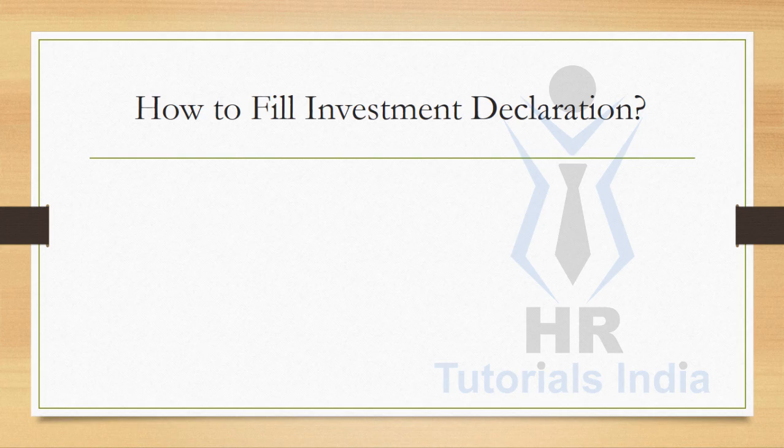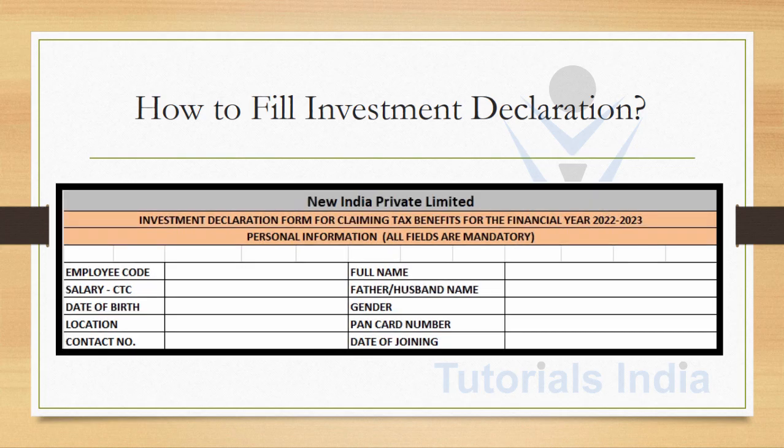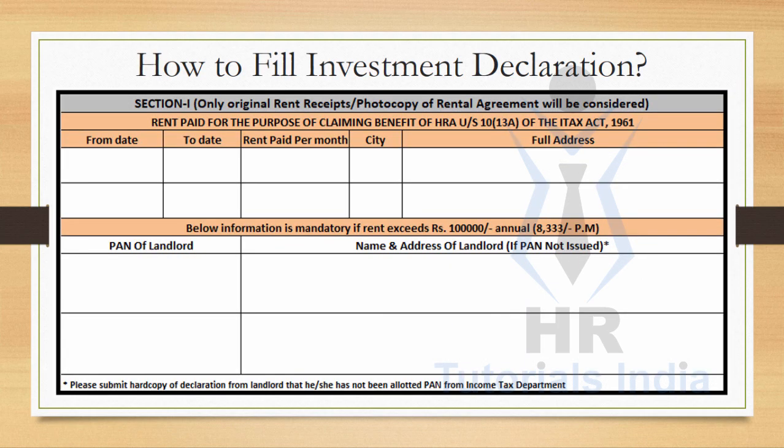Now let us see the theoretical part, what the different sections in the investment declaration are, then we'll see practically how to fill the investment declaration form. This form consists of basic information of an employee where we need to fill the details. We'll fill all the details in an Excel sheet which I'll be showing in some time. Then comes section 1 which is related to HRA, wherein we need to fill all the rental details with respect to the house rent allowance.